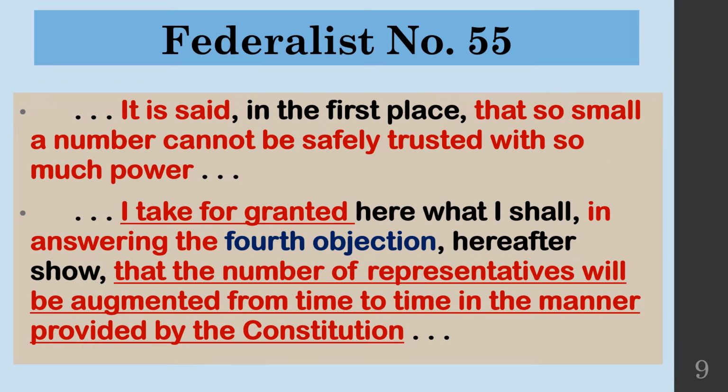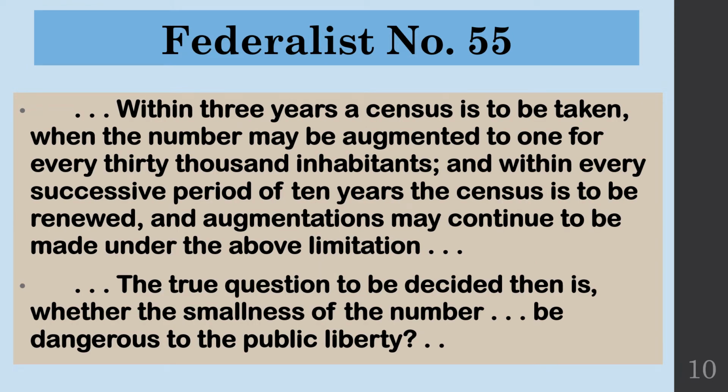The main point that Madison makes in Federalist number 55 is that he's taking for granted that the number of representatives in the House of Representatives will be increased, will be augmented from time to time, pursuant to the apportionment clause in the U.S. Constitution. He explains how the Constitution provides for a census to be taken, and that the number can be augmented for every 30,000 inhabitants, and that he's expecting augmentations or additions to Congress to continue to be made. And so he isn't sure what's going to happen in the future, so he raises the question whether or not this is truly safe.